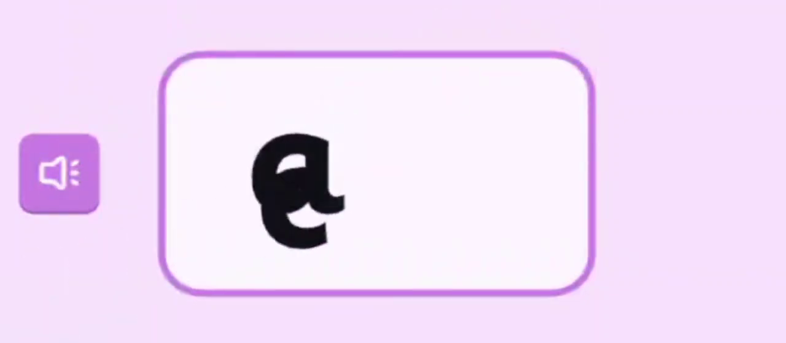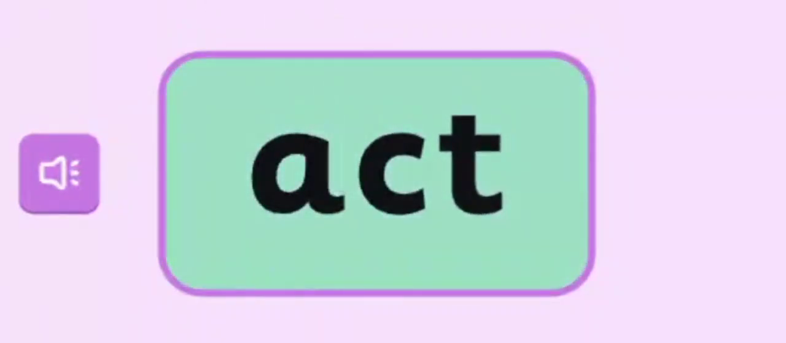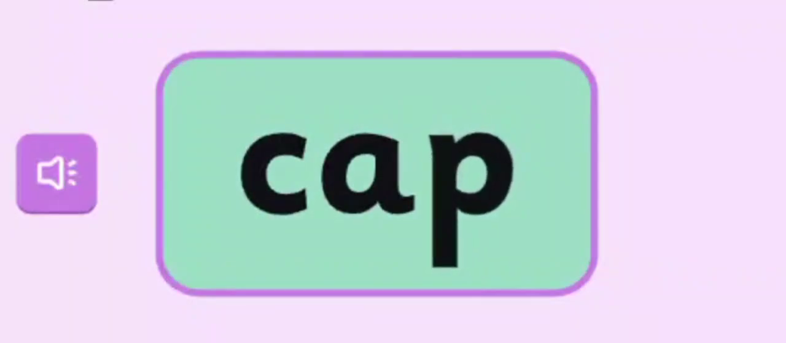Act. It starts with a, k, and t. Act. Cap. Starts with k, and then a. The last sound is p. Cap.